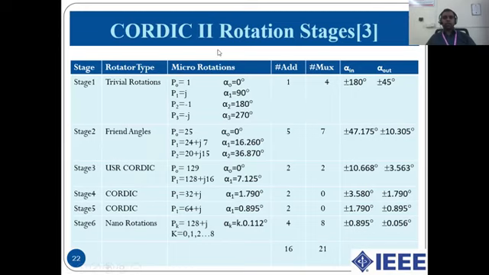This is how, in the CORDIC 2 rotation stages, the paper by Garrido et al. showed that they require a total of 16 adders and 21 multiplexers to perform these CORDIC rotations using their algorithms, by employing different kinds of angle sets such as Fried angles, USR CORDIC, and nano rotations.